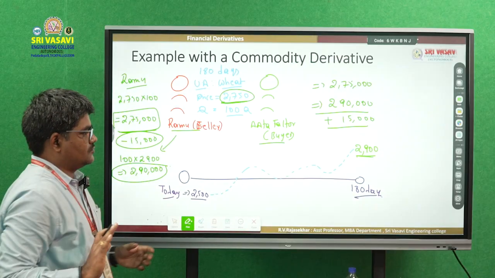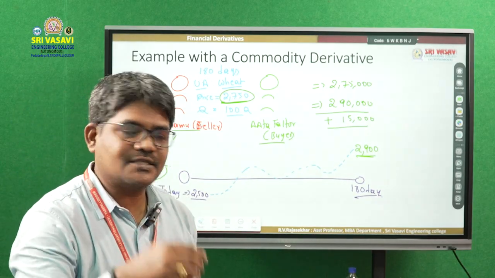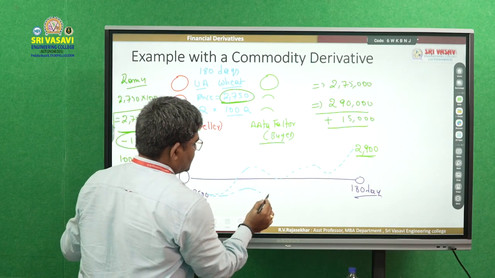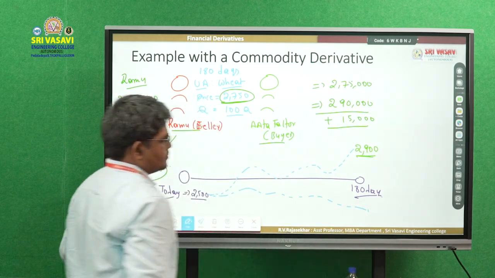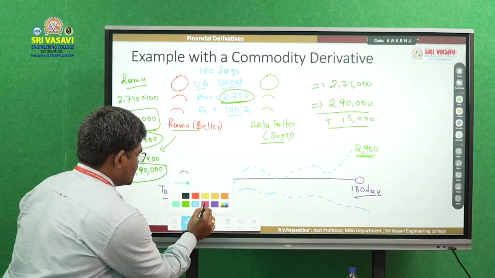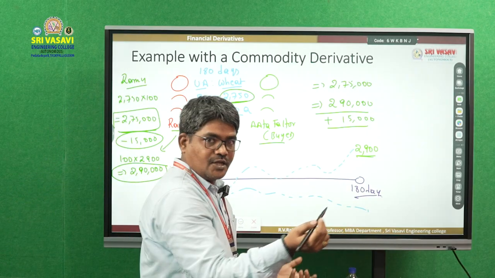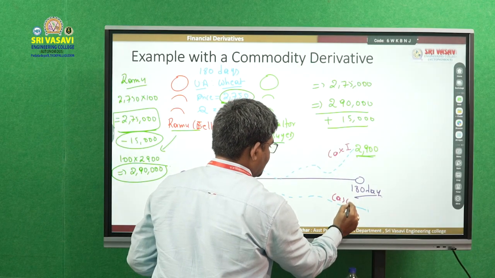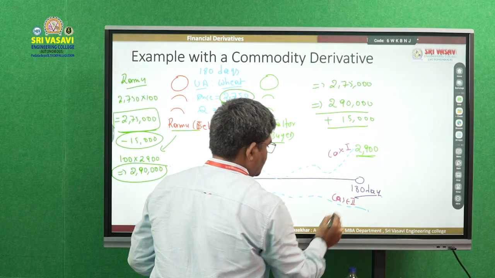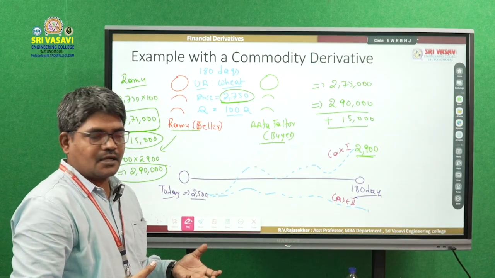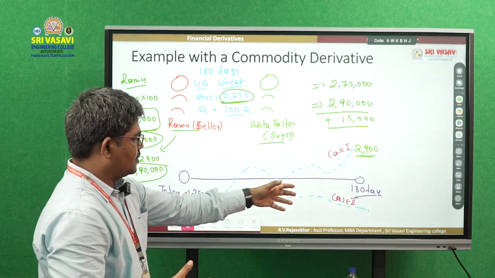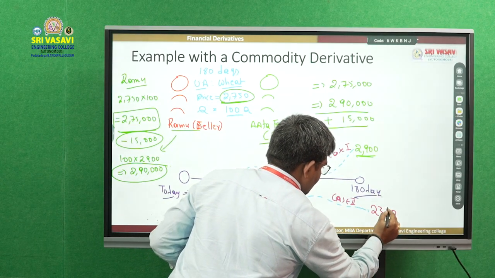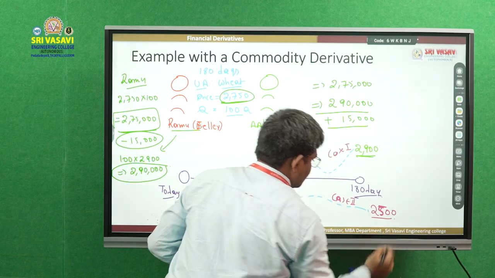Now this is scenario 1. What happens if the price is on the other side? What do I mean by the price being on the other side? The price is not increased. This is scenario 2. The price is reduced. Now the price is not 2,900. This is case 1, and this is case 2. What happens if the price of the wheat in the spot market on the 180th day falls to 2,300 or 2,500? Make it 2,500.